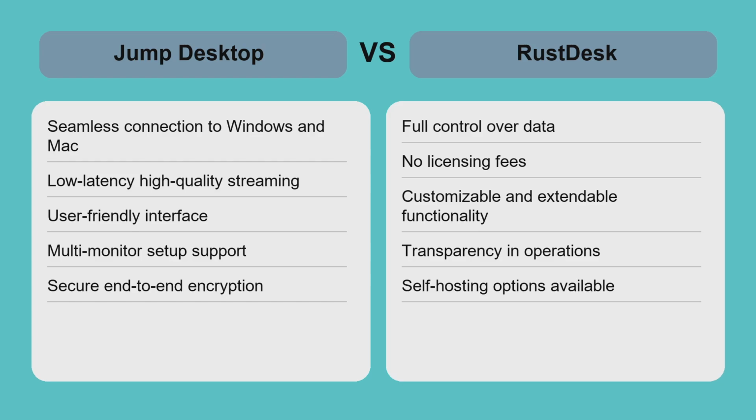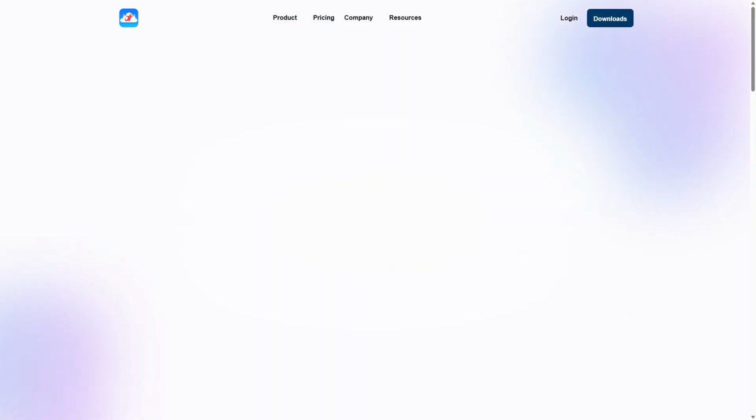RustDesk shines in privacy and control, ideal for users or organizations wanting to self-host servers and avoid third-party dependencies. This suits IT teams managing sensitive data or hobbyists who prefer open-source tools. The trade-off is Jump Desktop's cost and reliance on proprietary infrastructure versus RustDesk's free, customizable but less refined experience. Choosing depends on whether you value convenience and performance or privacy and flexibility more.